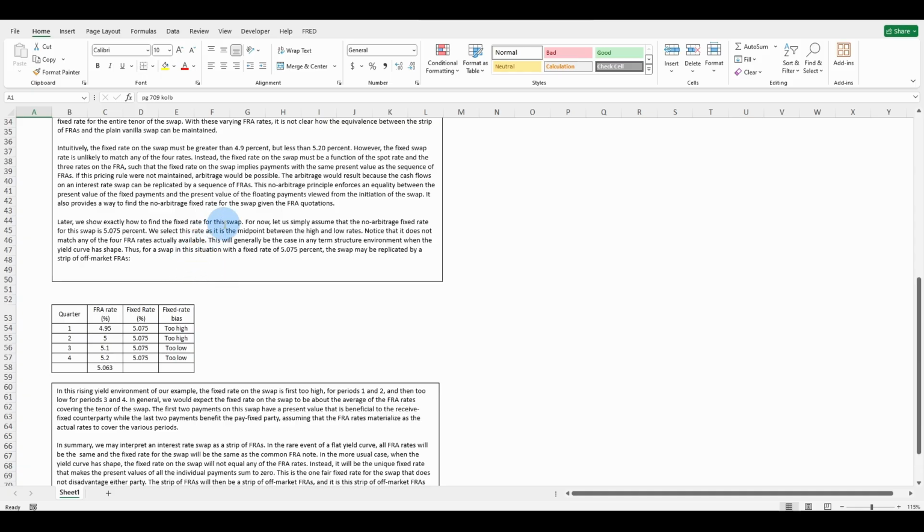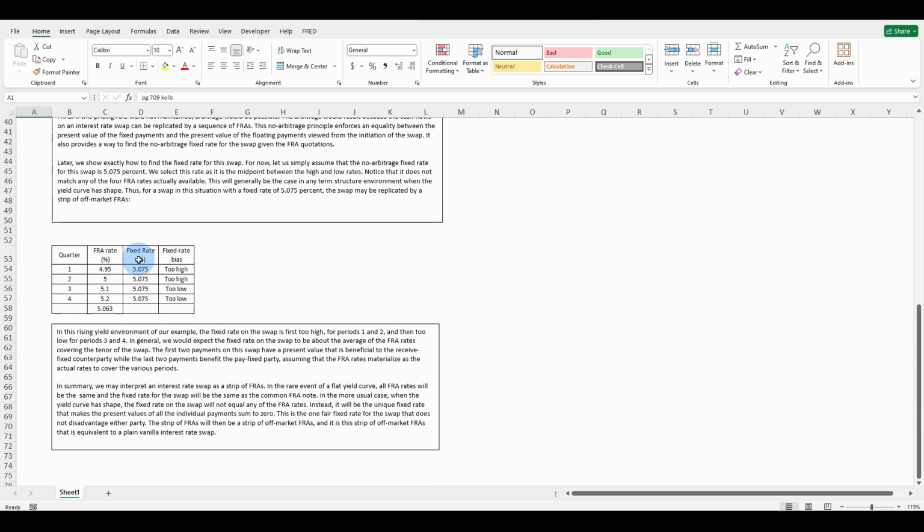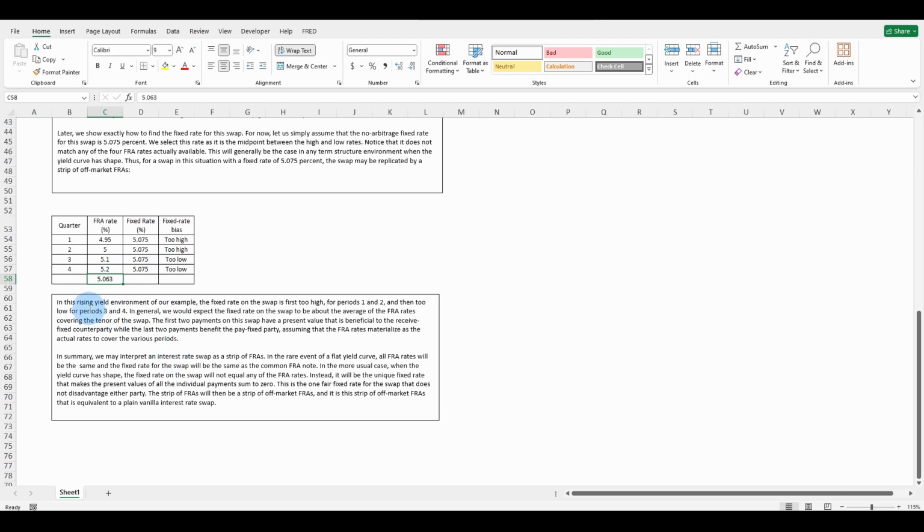Thus, for a swap in this situation with a fixed rate of 5.075%, the swap may be replicated by a strip of off-market FRAs similar to this. So now we just went through this: fixed rate too high, too high, too low, too low. In this rising environment of our example, the fixed rate on the swap is first too high for periods 1 and 2, and then too low for periods 3 and 4.